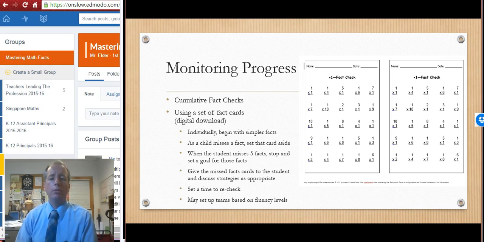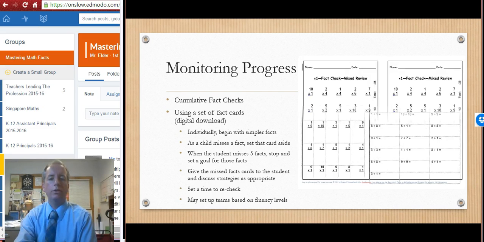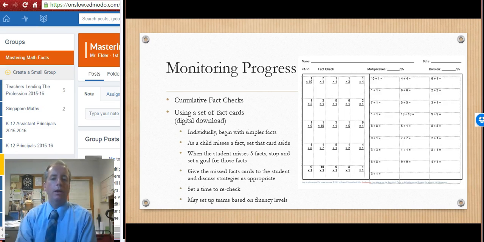One of those things that you might not have to do all that often with your kids that are flying through their facts and just understand them, but it may be one that you have to do more often with some other students. So you have your mixed review sheets, you have your individual fact sheets, and then for really tracking progress, we've got here what it looks like in terms of doing multiplication and division together.